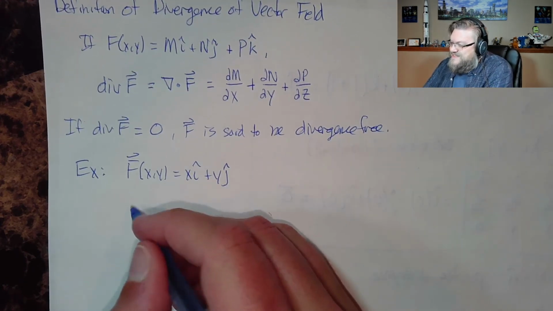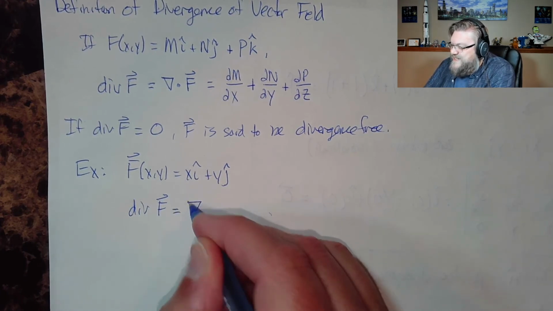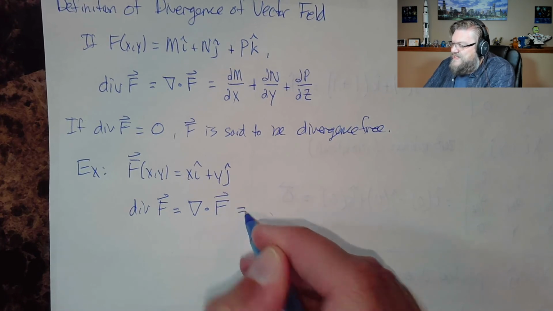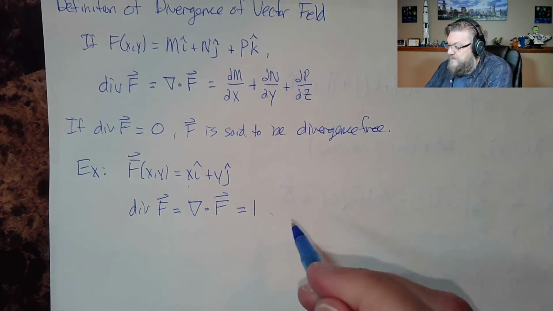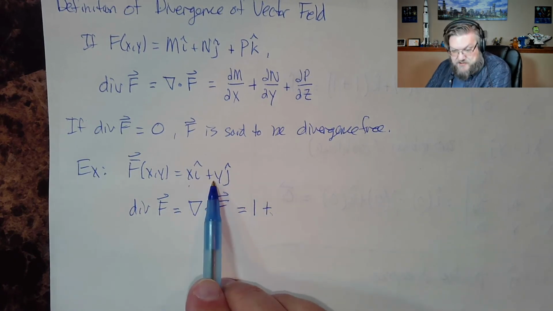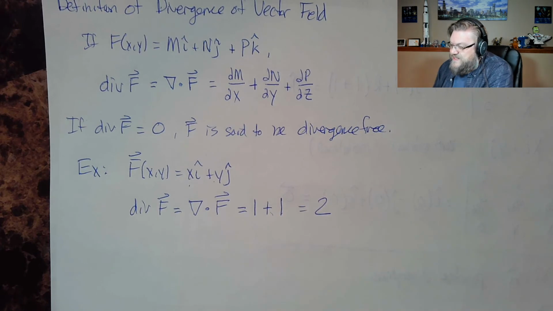Okay. Let's do the divergence. What's the divergence of this? Del dot F is going to be, take the derivative of this with respect to x. That's going to be 1, plus, take the derivative of this with respect to y, which is 1. So I get a divergence of this field is 2. That's a measure of its flow. It's positive, right? So that's positive divergence.